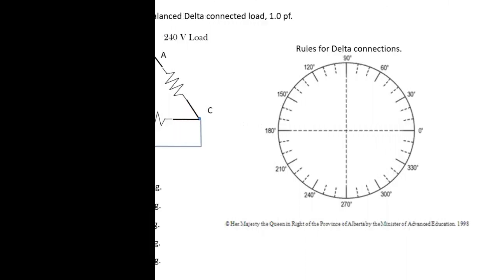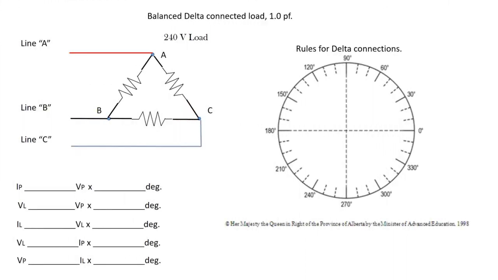All right, looking at some more delta phasor diagrams. In this circuit, we're going to complete a phasor diagram for a balanced delta connected load with a unity power factor. When it says unity power factor, that tells me that these are all resistors, and they're all the same value resistors.